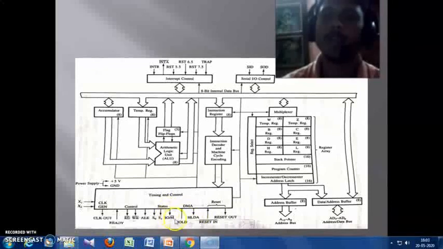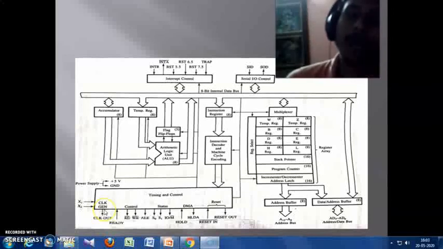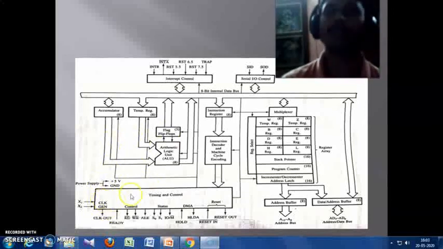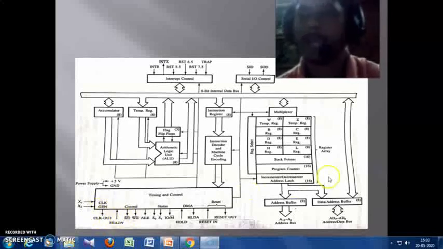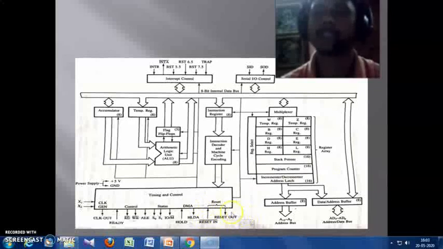And here we have HOLD and HLDA, which are basically used for DMA operations, and I already discussed the READY signal. Basically this is used for communication between a high-end processor and a peripheral device, when the peripheral device has a lower frequency. So this is the READY signal. I already discussed the clock out signal. The clock frequency of the 8085 microprocessor can be obtained from the output side, and here we have the reset in and reset out signals.